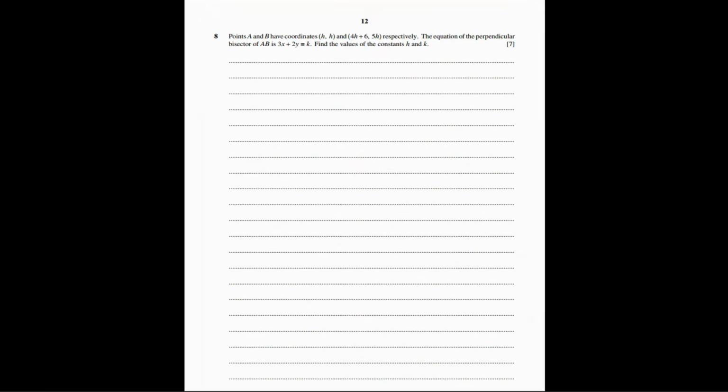Since points A and B have coordinates (h, 4h plus 6) and (h, 5h) respectively, the equation of the perpendicular bisector of AB is given as 3x plus 2y equals k. We have to find the values of the constants h and k. So we can begin by finding the gradient of AB. 5h minus h over 4h plus 6 minus h. That's going to be 4h over 3h plus 6.